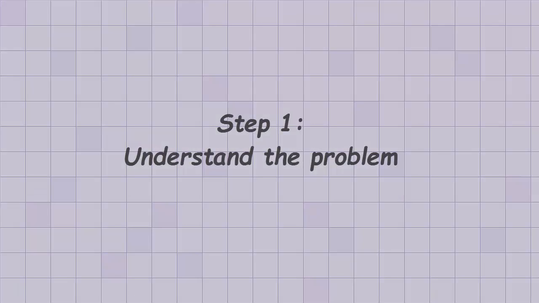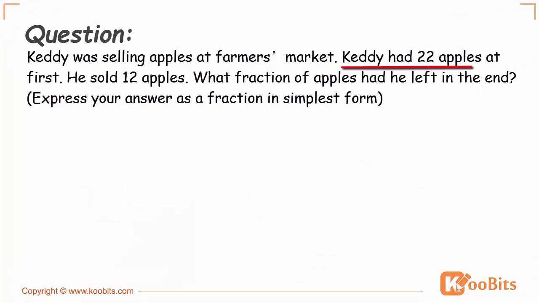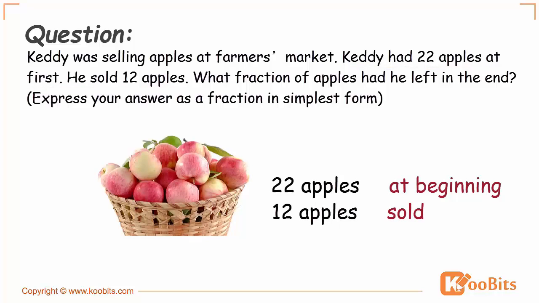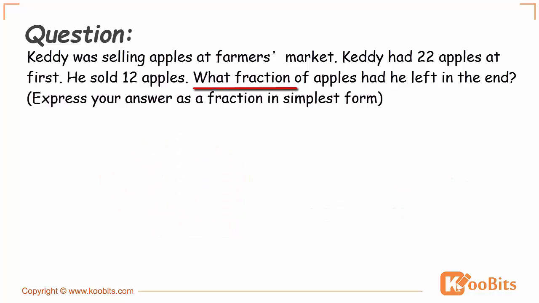Let's break down the question and understand it, shall we? Keddy had 22 apples at first. He sold 12 apples. So, we know the number of apples Keddy had at beginning and the number of apples he sold. Do we know how many apples were left in the end? No, we were not given this information directly. However, we can easily find out from the number of apples he had at first and the number of apples he sold.